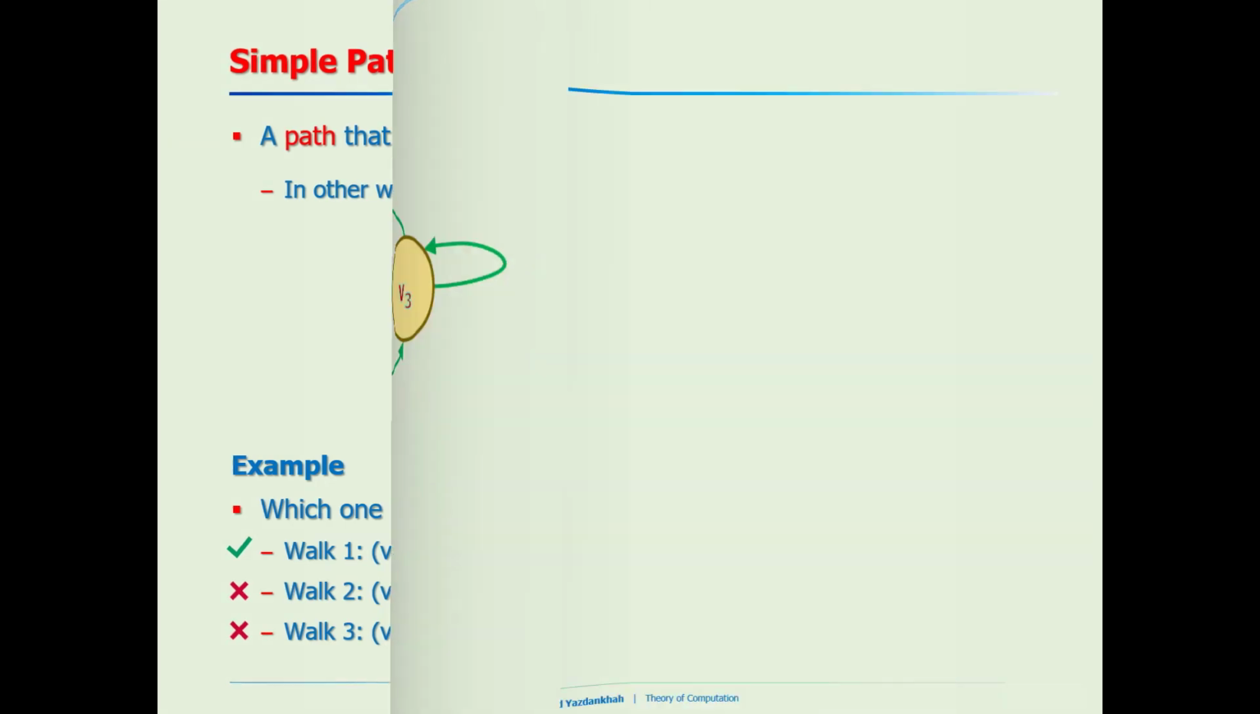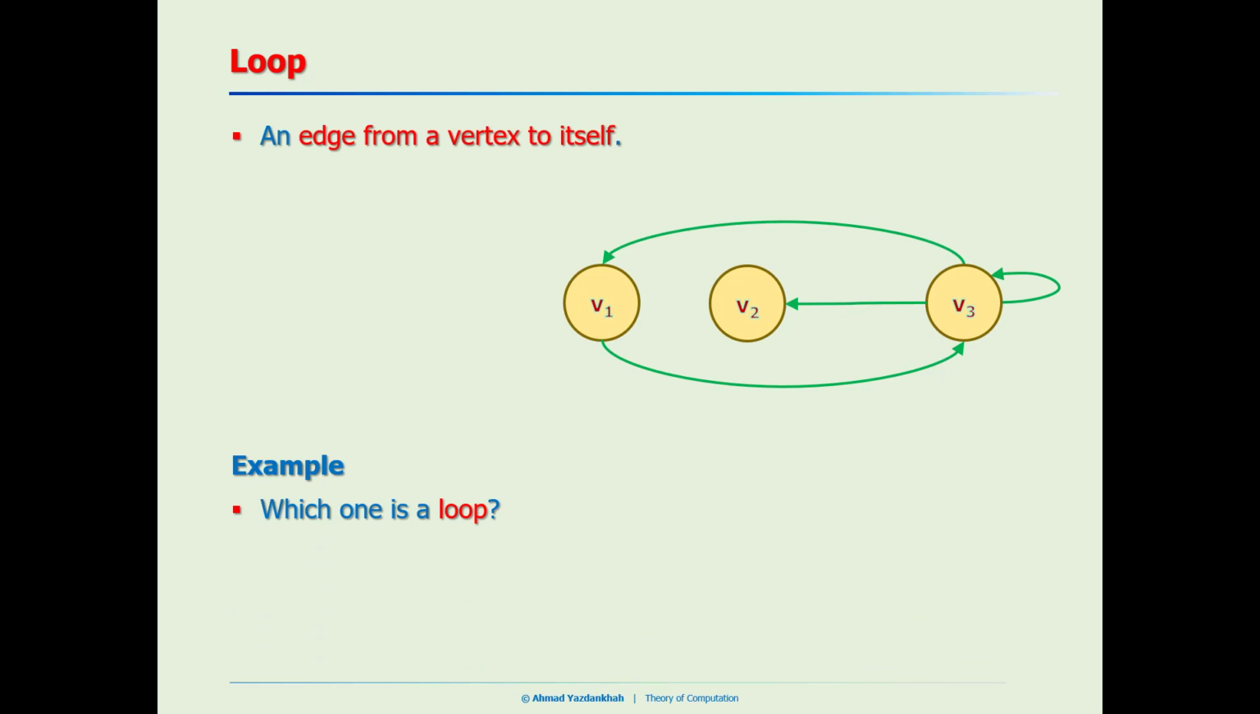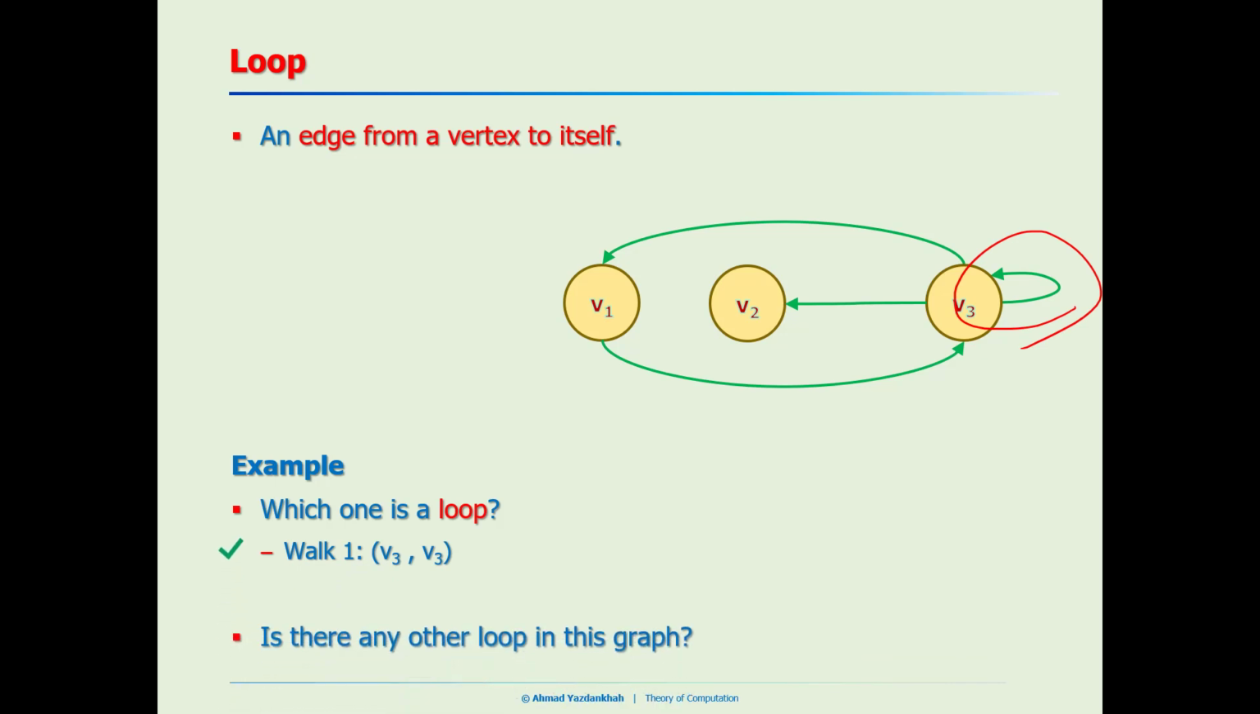How about loop? A loop is an edge from one vertex to itself. Yeah, like this. Okay. Is there any other loop here? No, that's the only one.